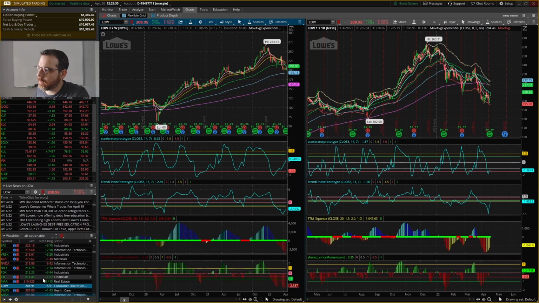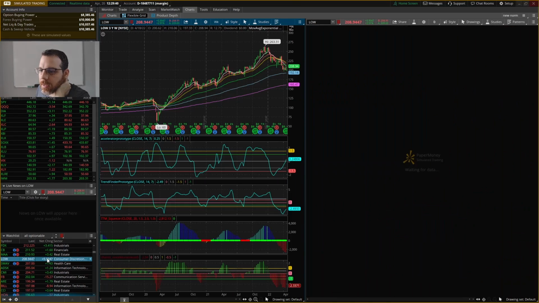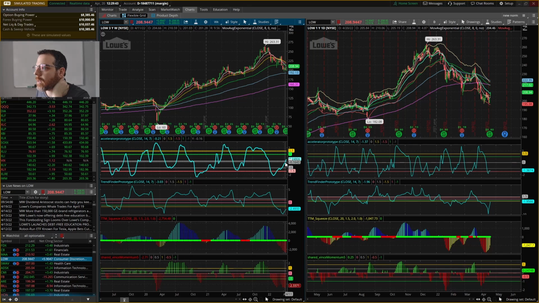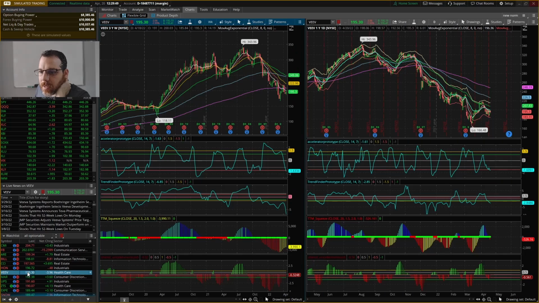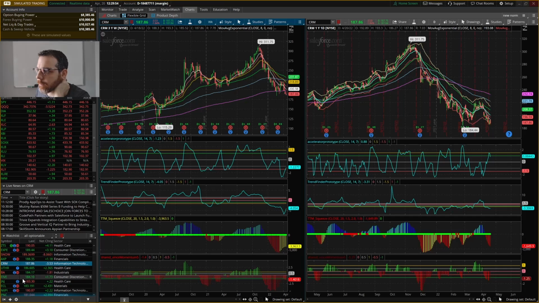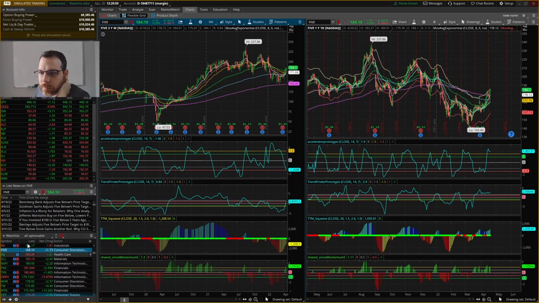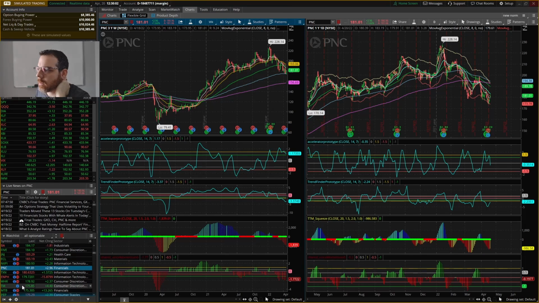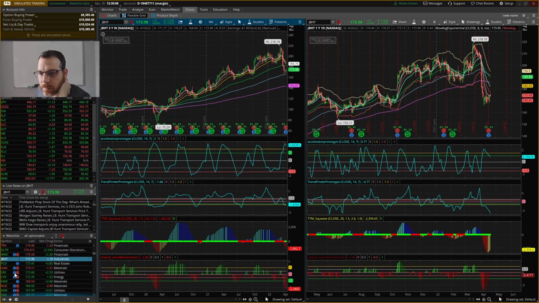FedEx, nope. Lowe's. Yeah, Lowe's still looks like a decent short opportunity, but it's not matching criteria yet. Or, well, it passed that criteria. Nope. I don't think we're going to find anything today, which is okay. Nope. CRM, nope, but close. Nope. Can't see. Nope. Hopefully we'll find at least one more that our filters were catching before.